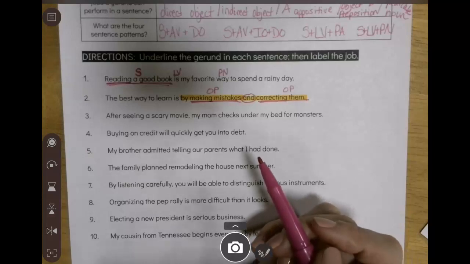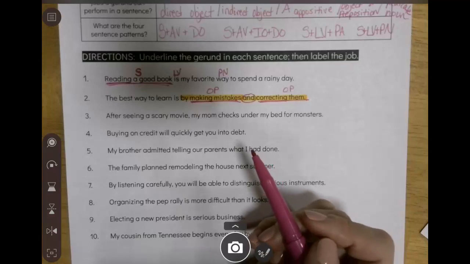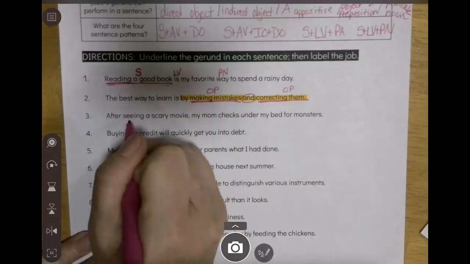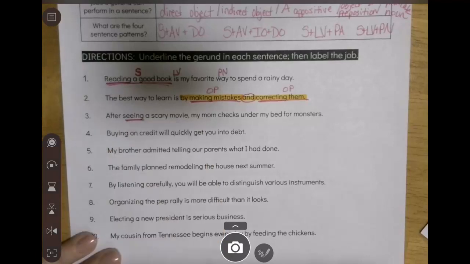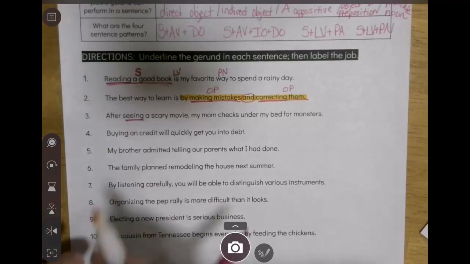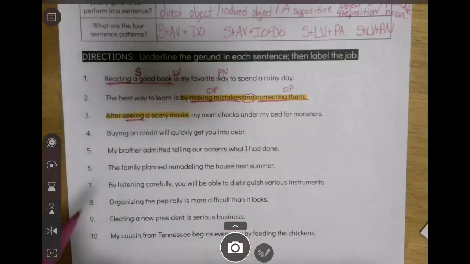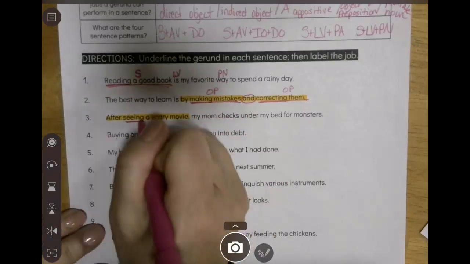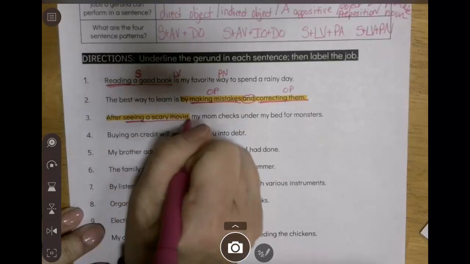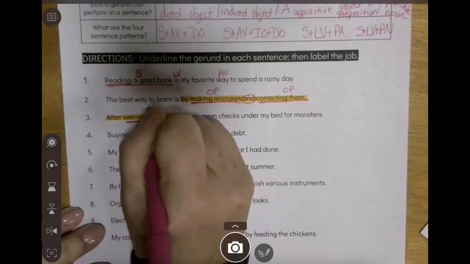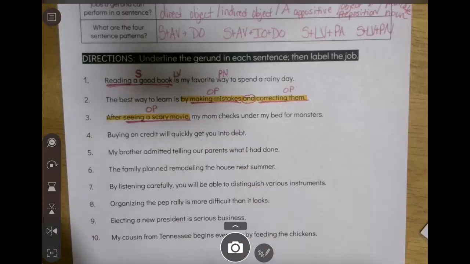All right, after seeing a scary movie, my mom checks under my bed for monsters. So I'm going to find my gerund, and here it is, seeing. And I see that after is in front of it. After seeing a scary movie is the whole prepositional phrase. That means that seeing a scary movie is the entire gerund phrase acting like the object of a preposition.